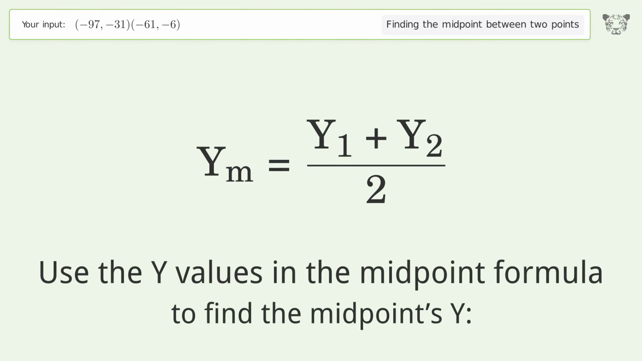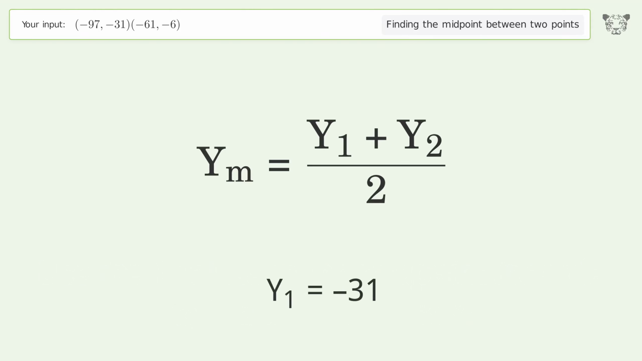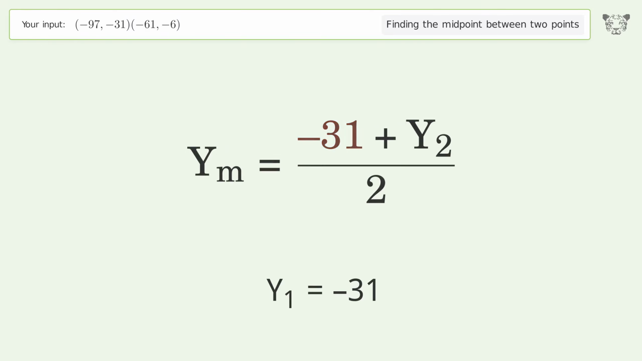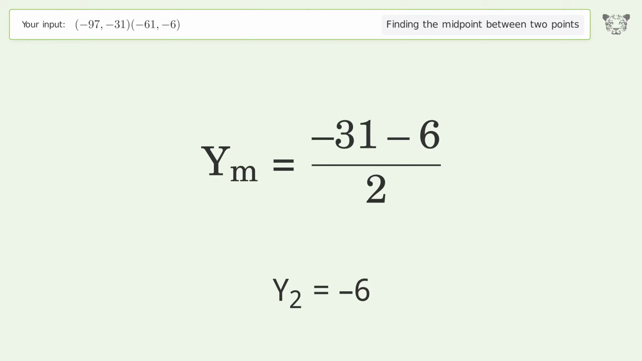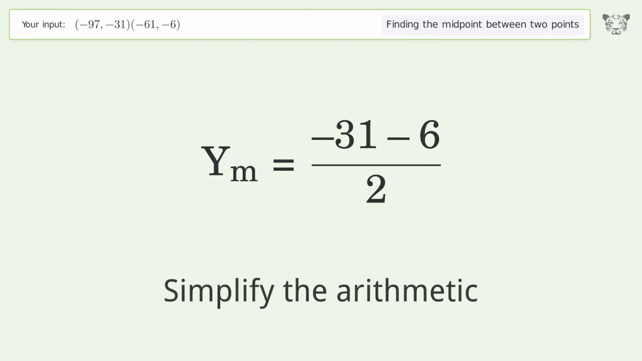Use the y values in the midpoint formula to find the midpoint's y. y1 equals -31. y2 equals -6. Simplify the arithmetic.